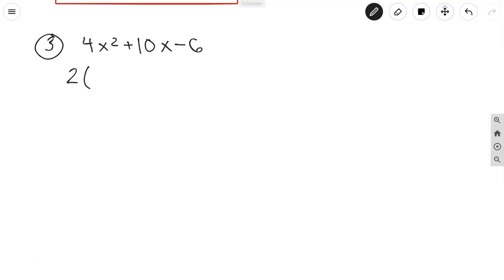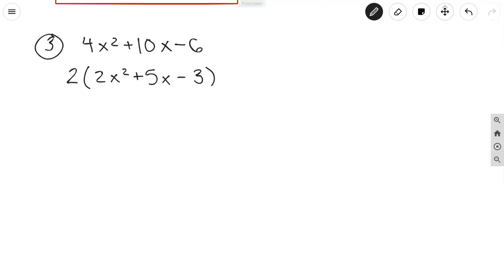Moving on to my last equation, my last example, number 3. It is 4x squared plus 10x minus 6. Again, is there a number that can go into all 3 terms? So 4, 10, and 6. Yes. This time, I know 2 can go into all of these terms. I'm going to write what's left. 4 divided by 2 is 2, x squared, plus 10 divided by 2 is 5x, and 6 divided by 2 is 3. So I start with my GCF.